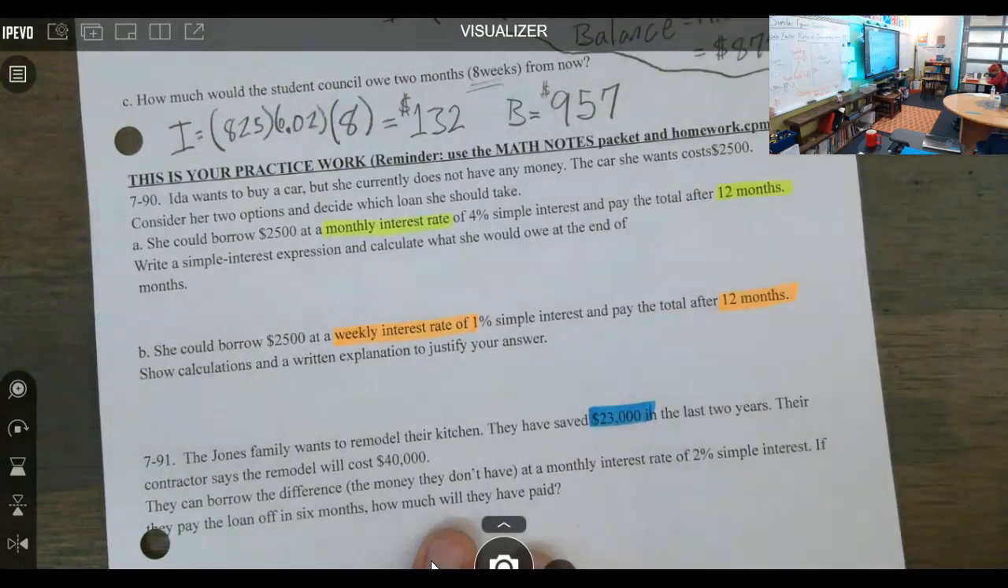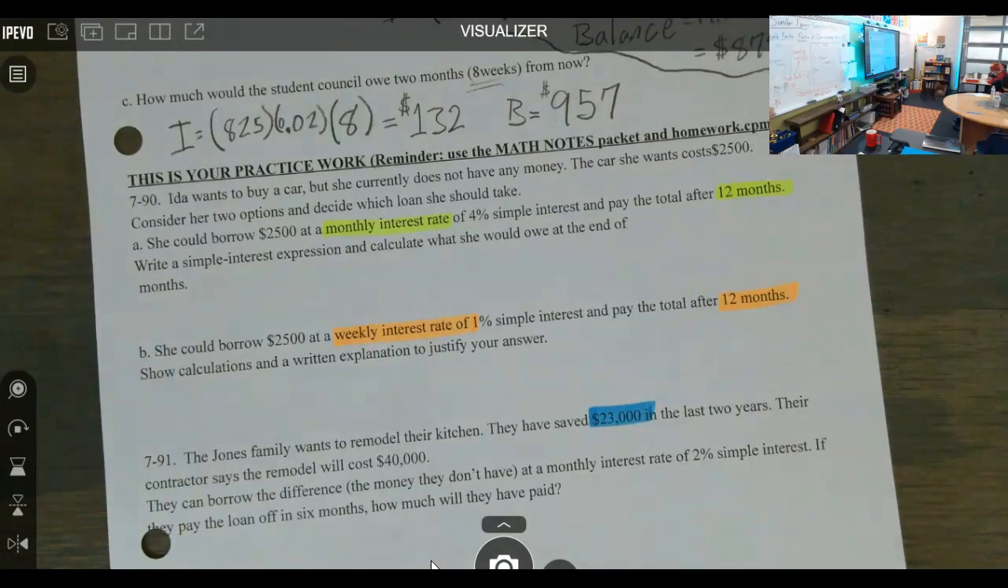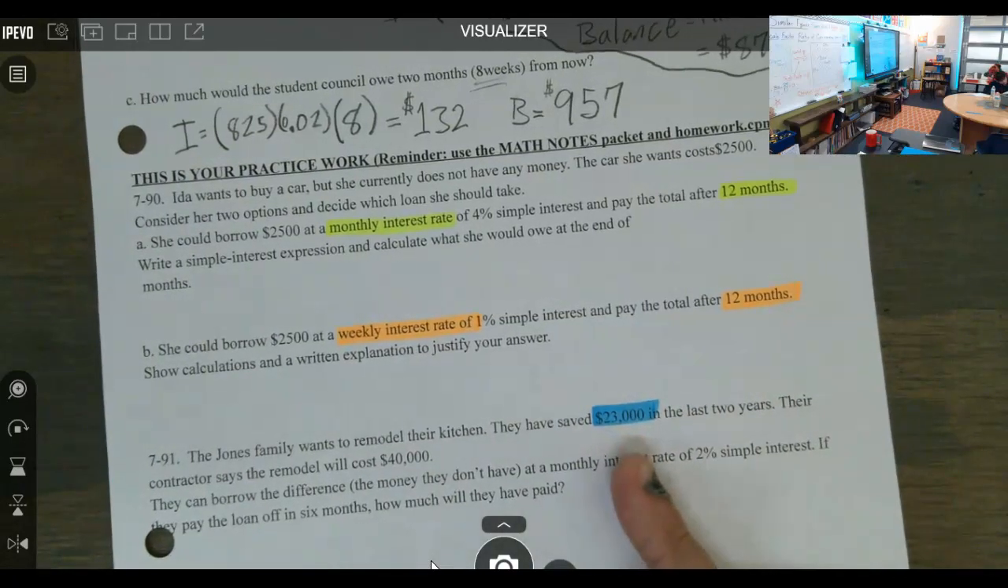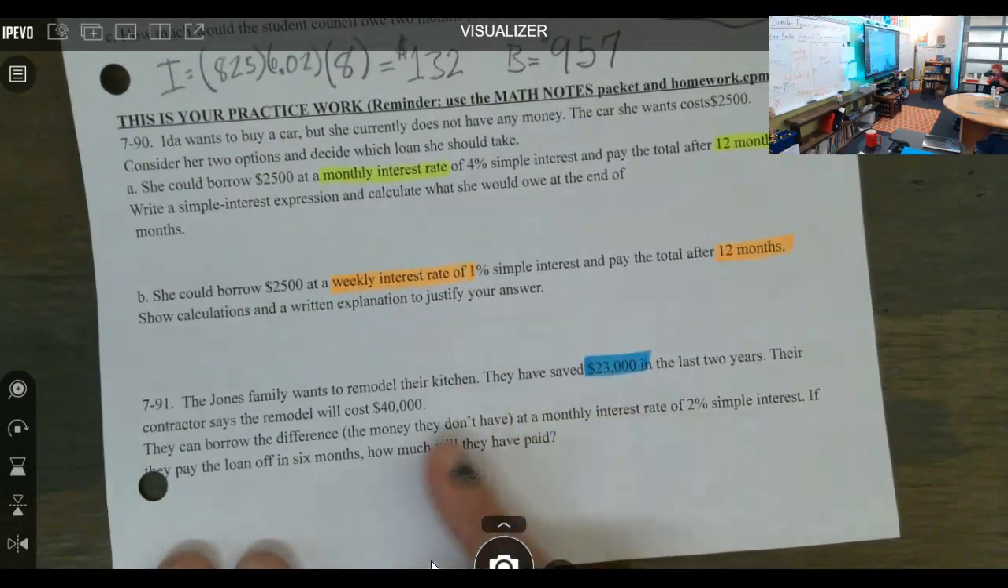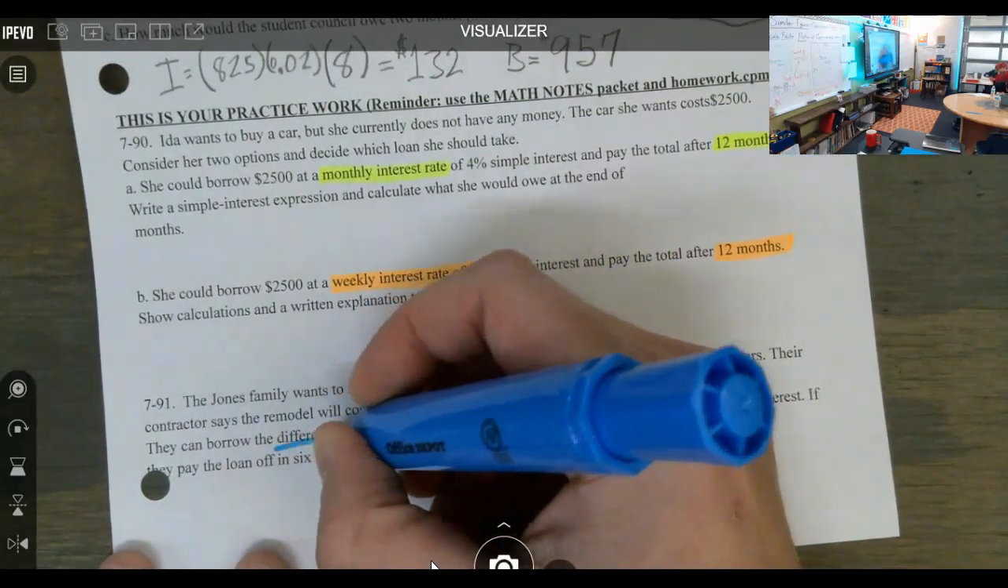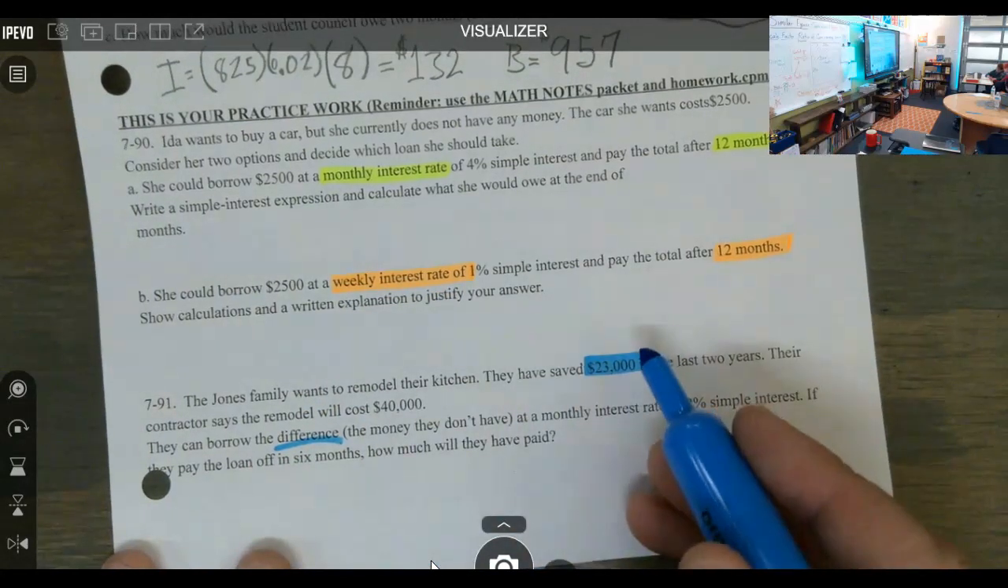They have saved up $23,000 in the past couple years. And if you ever watch HGTV or whatever, it's always like, we've saved up this much for the remodel. We've saved up this much to move. It is better to save up because then you don't have to borrow. But if you've only saved up a certain amount and you need more than that, you can borrow the difference, right? Like the amount you don't have.